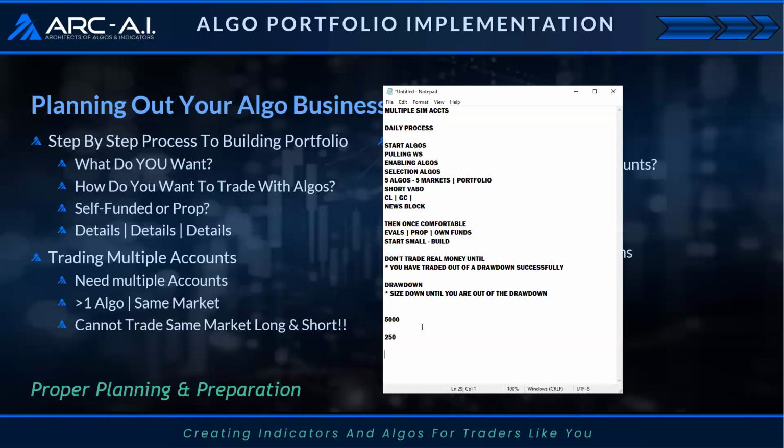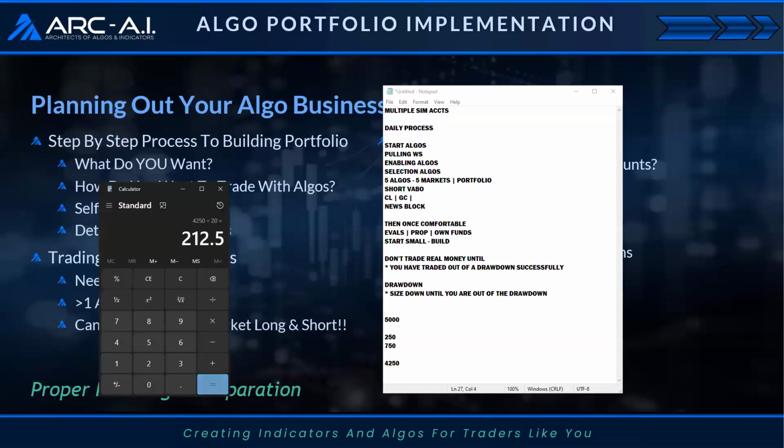Let's say day one, you lose 3 trades. You're down 3 trades. You're down 750. So your drawdown is not 5,000 anymore. Your drawdown is 4,250. So then you take that, and whatever that multiple is, in this case 20, you're going to take 4,250, what is left of your drawdown, divided by 20. Now your risk per trade is 212.